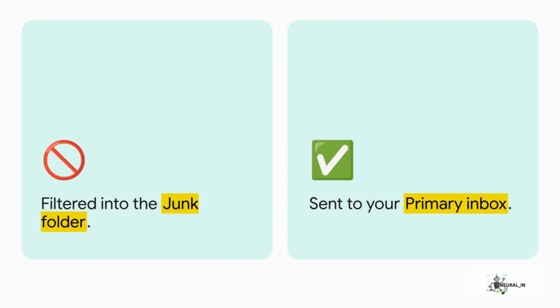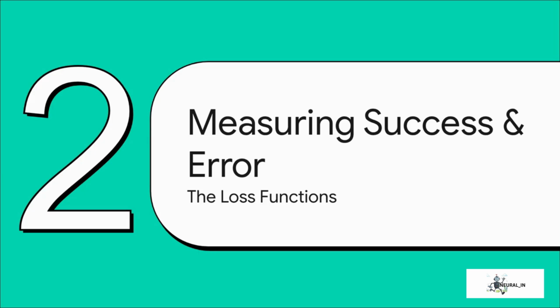This discrete boundary drawing is called classification. It answers what kind of thing this is, not how much. And that's a crucial distinction for keeping your digital life organized. Section 2, measuring success and error, the mathematical intuition and loss functions.